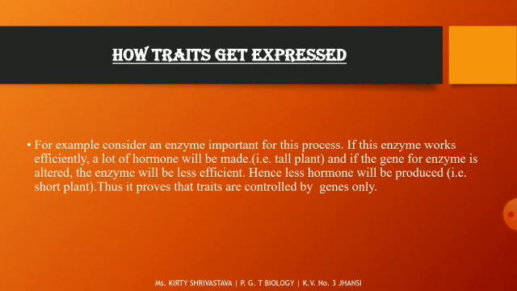For example, consider an enzyme which is important for the process of production of hormones. If this enzyme works efficiently, a lot of hormone will be synthesized, thus increasing the height of the plant. But if the gene coding for this enzyme is altered or changed, the enzyme may become less efficient, thereby decreasing the amount of hormone produced, resulting in a short plant. Thus, we can say that traits are controlled by the genes present on the hereditary material, the DNA only.